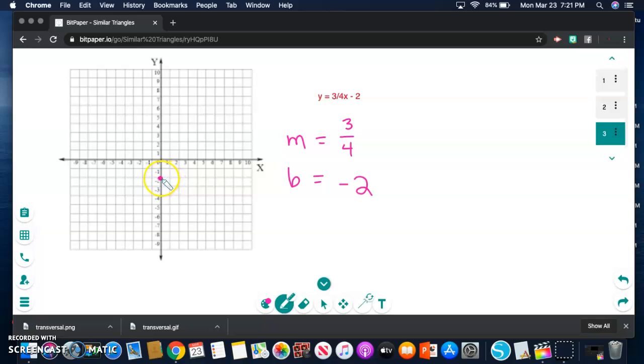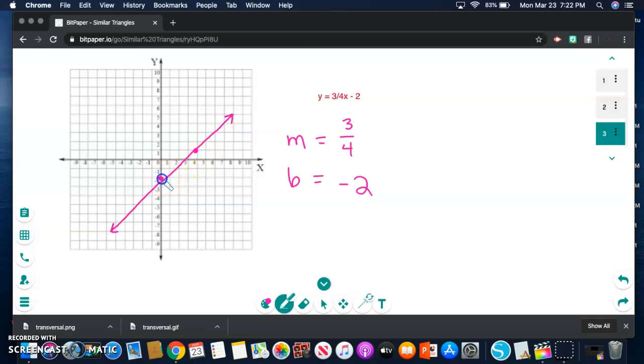From the y-intercept, I know a lot of my kids get confused. They'll start counting 1, 2, 3, 4. But you don't want to start counting at the point that you're sitting at. You want to start counting once you move. So you're going to go up 1, 2, 3 and over to the right 4 times, 1, 2, 3, 4, and you're going to plot your point. So now you have 2 points that will be on the line of y equals 3/4 x minus 2.